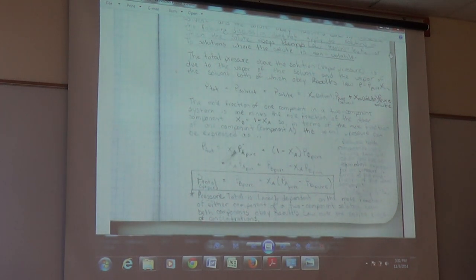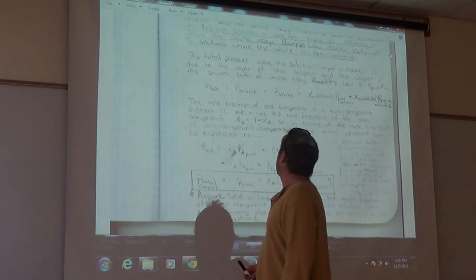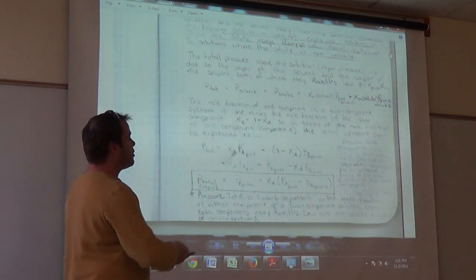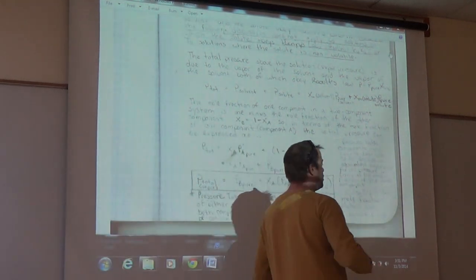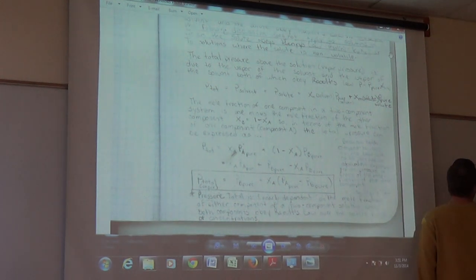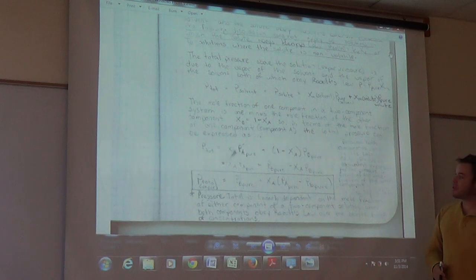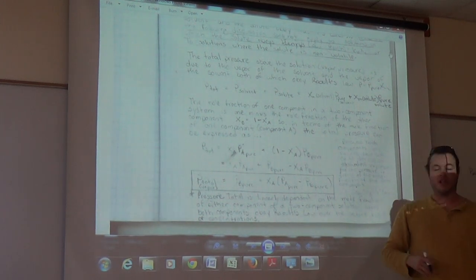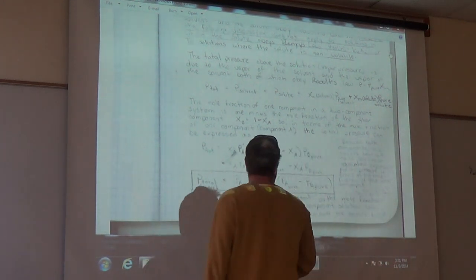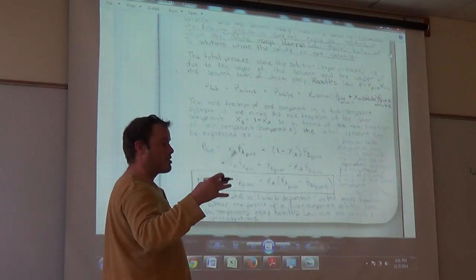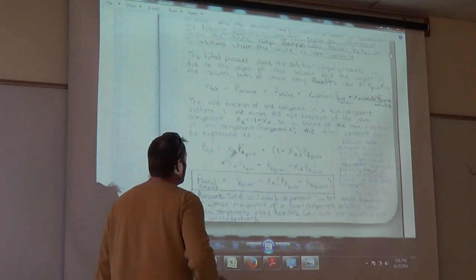So, doing a little math, just a really quick bit of math, we can express the pressure of the vapor in terms of the mole fractions of the components and the pressure of each component when it's in the pure liquid. It looks something like this.